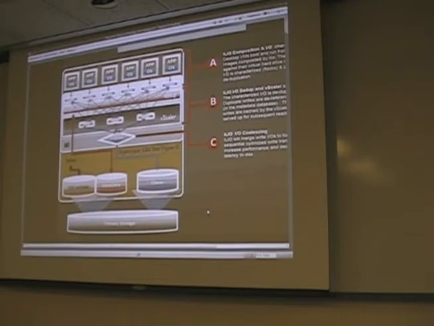Is it running on the client? Is it running on a server in the middle? Where's it running? Everything runs on our hardware appliance in the middle. There's nothing that's inserted into either the hypervisor or the storage or into the LUN. It's a completely transparent solution.